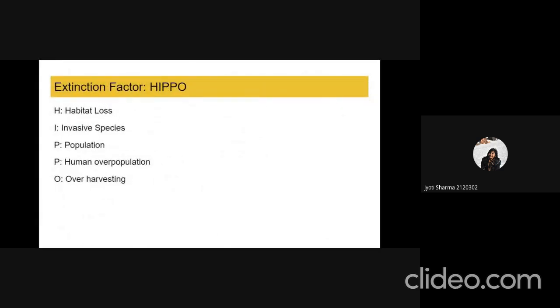Okay, if you want to remember the extinction factors, there is an acronym: HIPPO. HIPPO means habitat loss, I means invasive species, P means population, human overpopulation, and I think the other P was pollution. There may be some error. Then O means overharvesting. So you can remember this acronym HIPPO, by which you can define different factors, and these factors lead to the threat to the species.